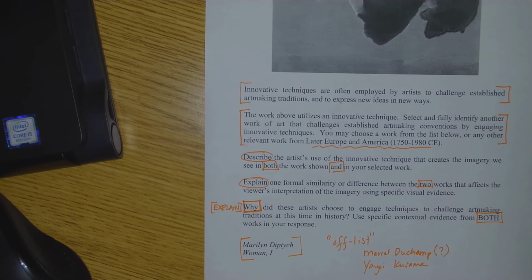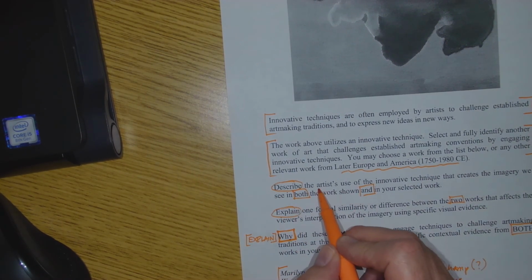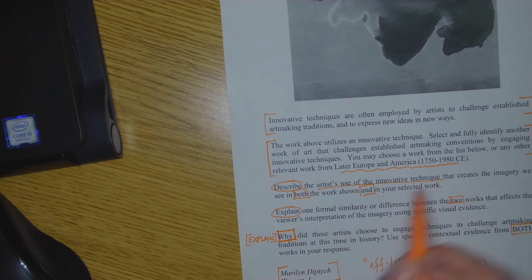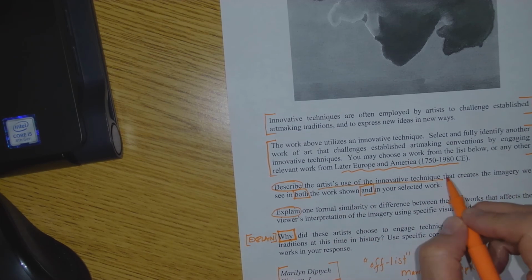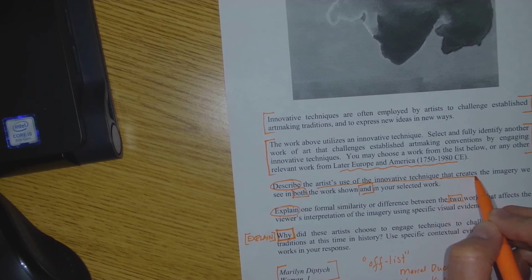Now we're going to underline key phrases, right? Describe the artist's use of the innovative technique that creates the imagery. So whatever technique we use, we've got to talk about how it makes the image we see.